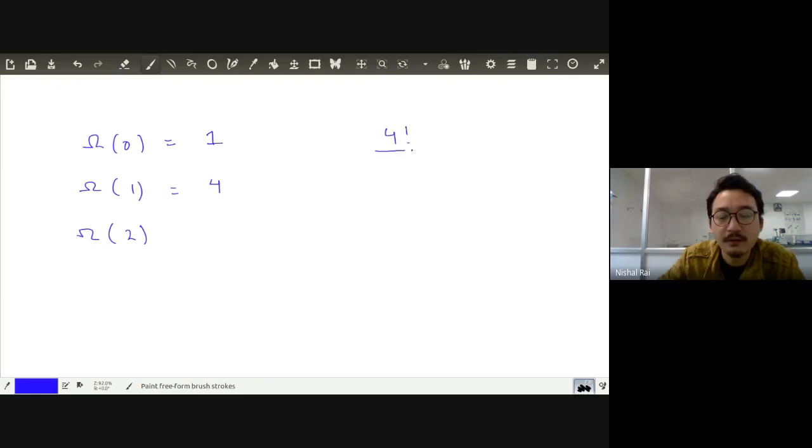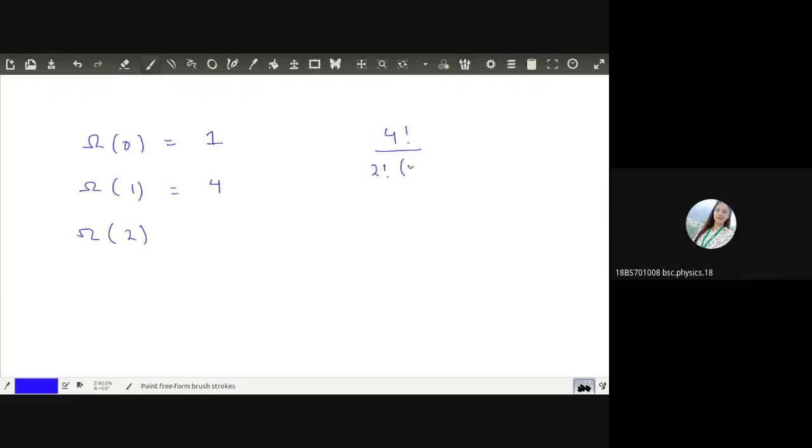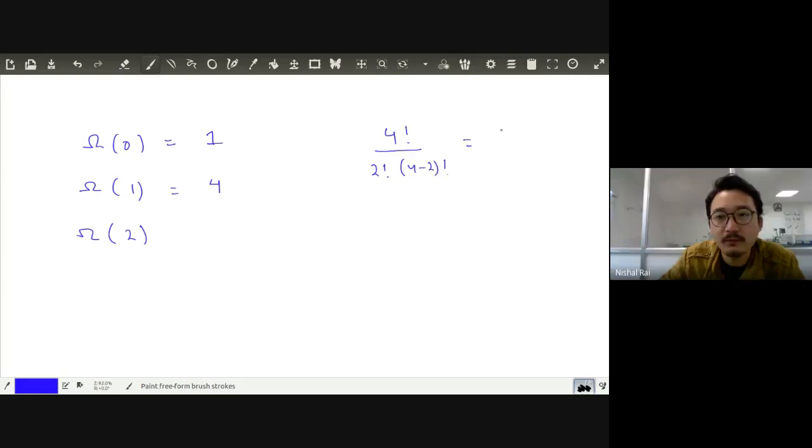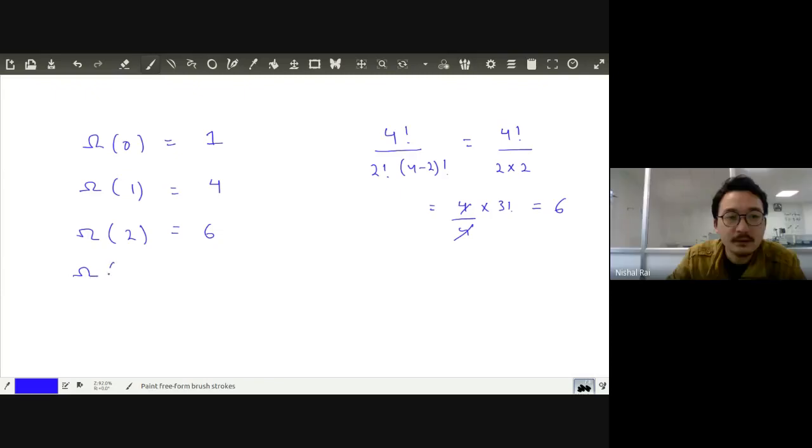4 factorial divided by 2 factorial into (4 minus 2) factorial. This gives 4 factorial by 2 into 2, roughly. 4 into 3 factorial divided by 4. This will cancel out, and basically 3 factorial is 6. So the number of microstates over here was 6. Similarly, at 3 it will be 4. For 4, it will be 1.